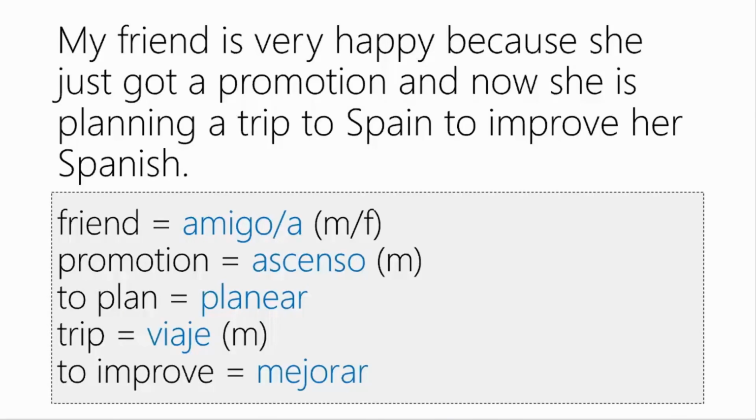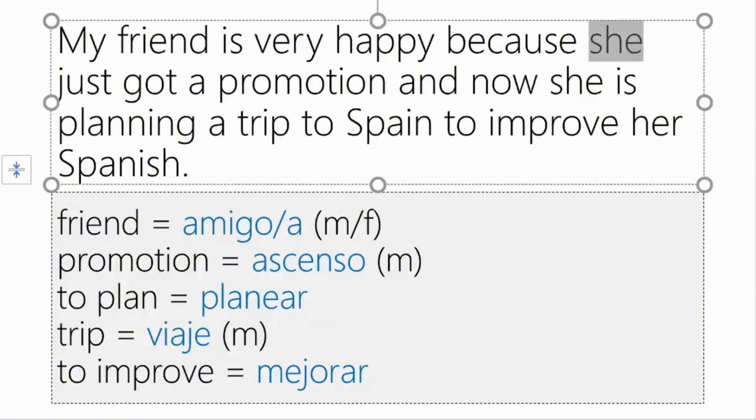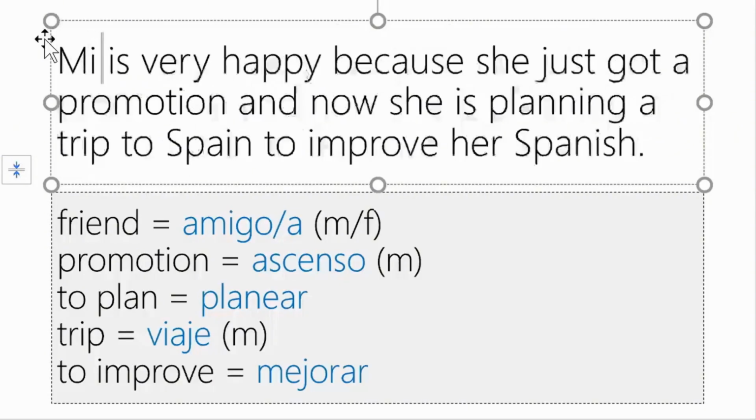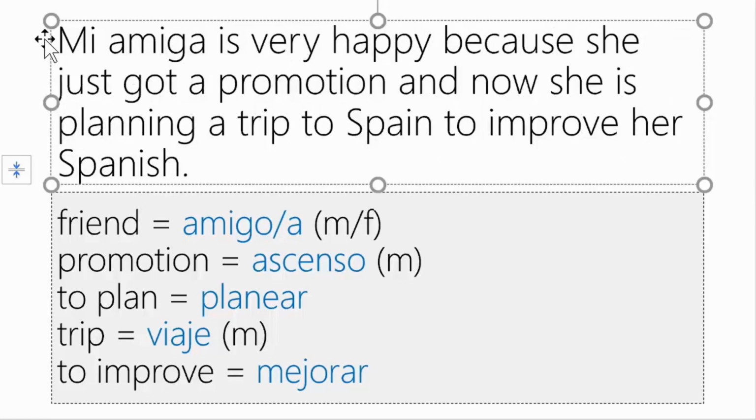All right, so doing it together, my friend is very happy because she... So we know the friend is a she. Therefore, it'll be mi amiga is very happy. We're not saying that she's a happy person all the time, that's how people see her, as constantly positive and bubbly and all of that. We're just saying she's happy right now because she got a promotion.